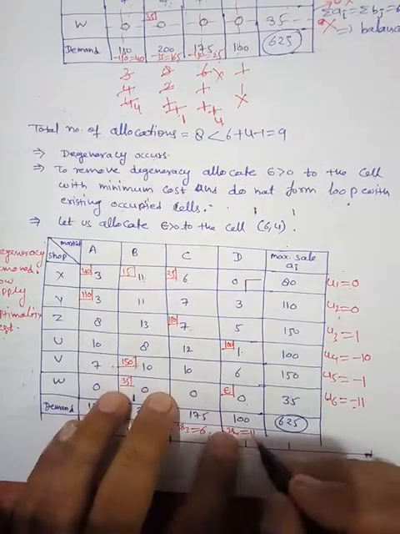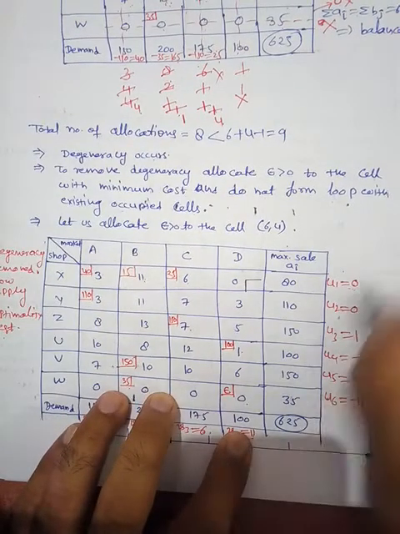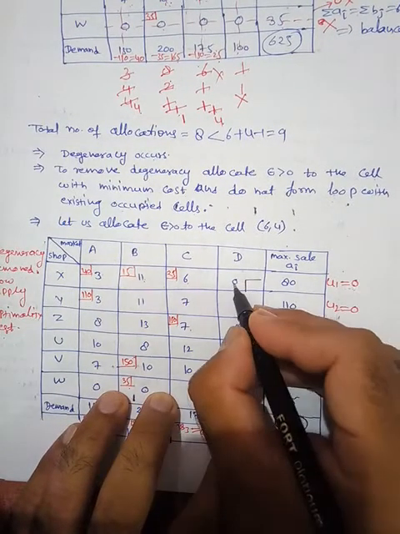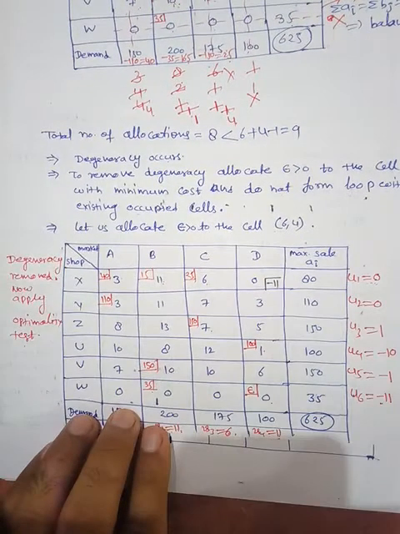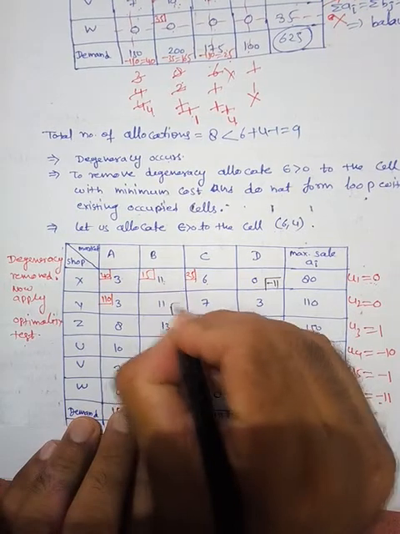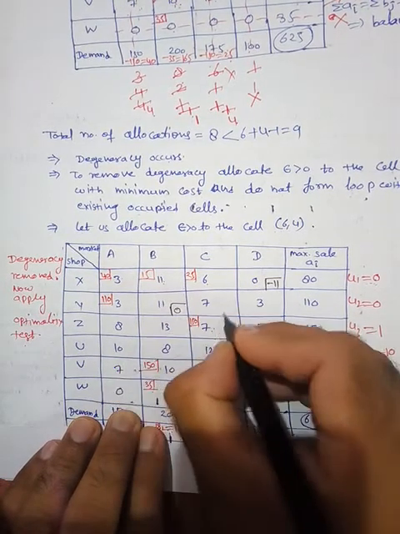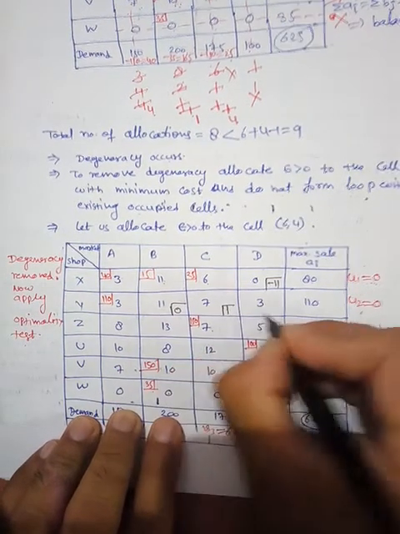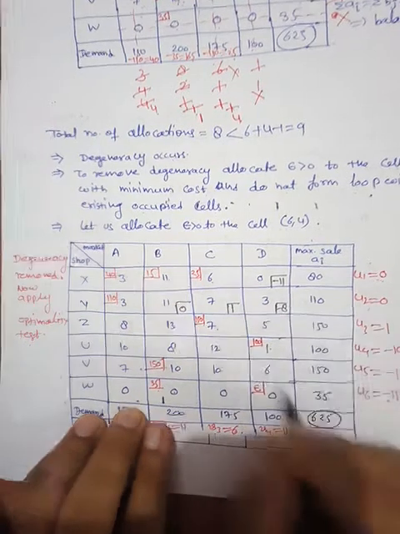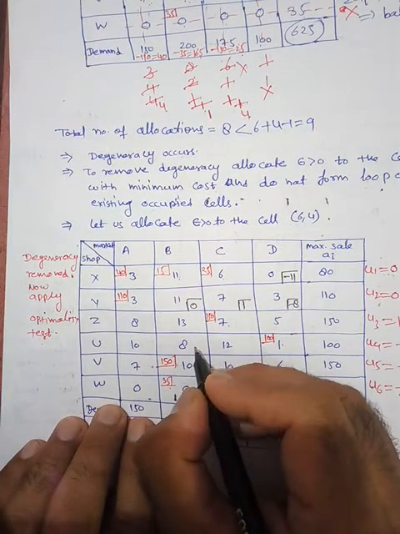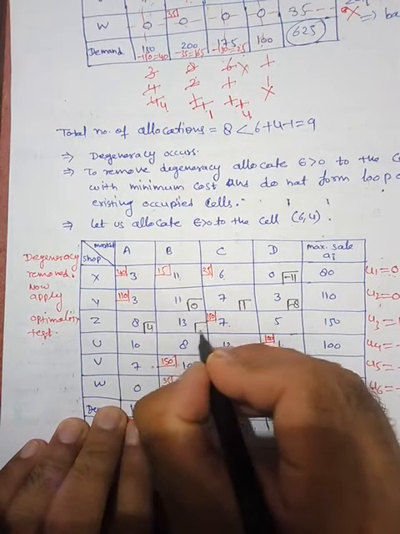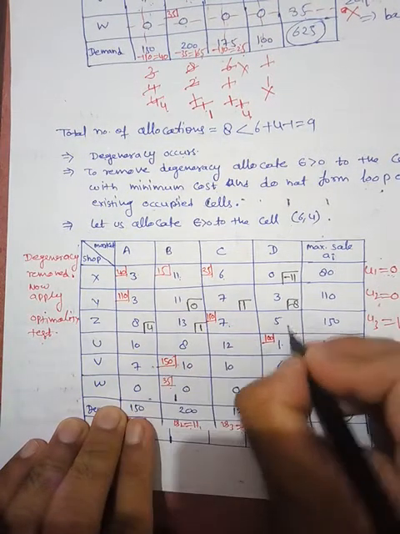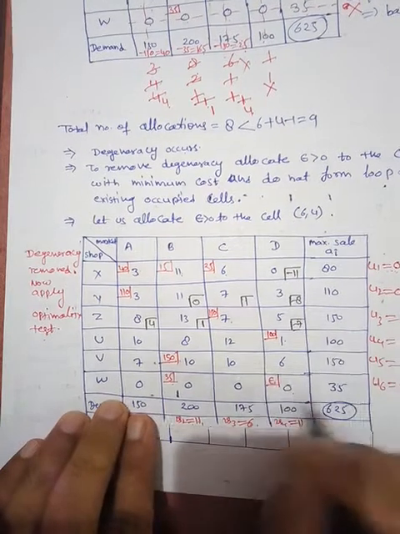For example, here is 11, here is 0, so the total sum is 11. 0 minus 11 is minus 11. Similarly, you have to find out the others. So let's see. Here we will get 0. Here we will get 1. Here we will get minus 8. Here we will get 4. Here we will get 1. Here is minus 7.